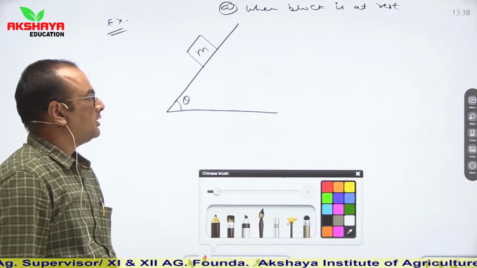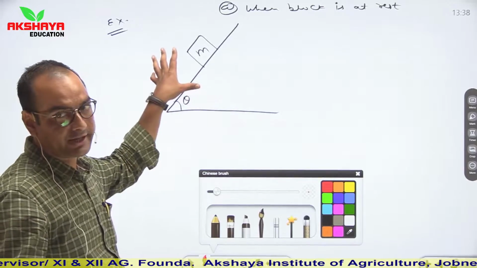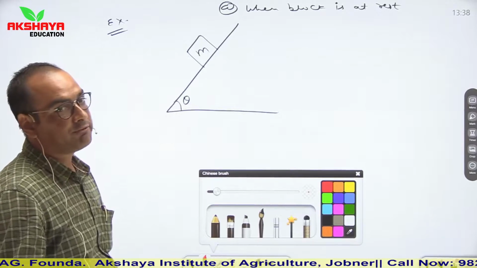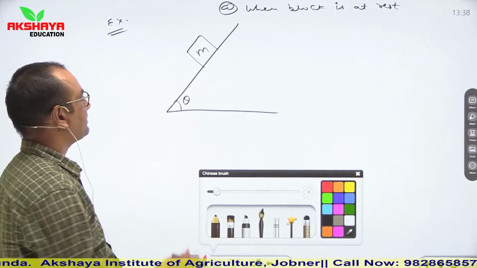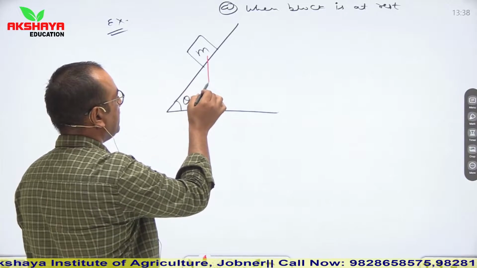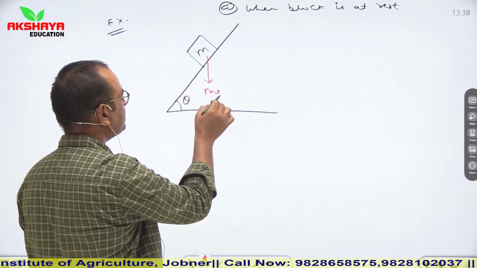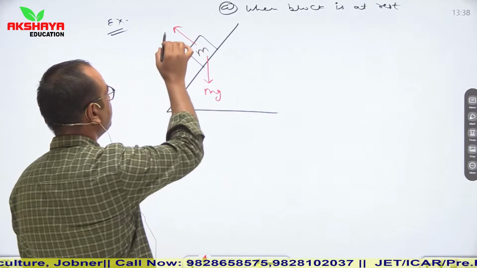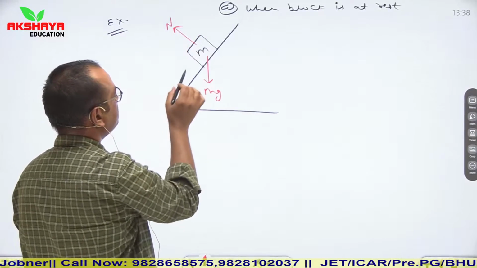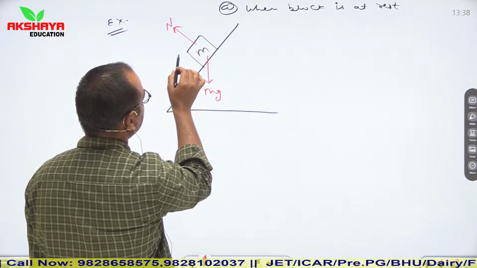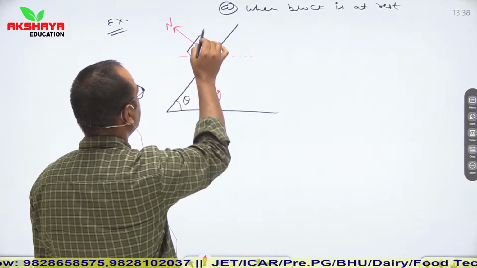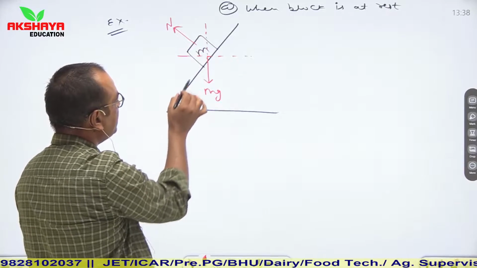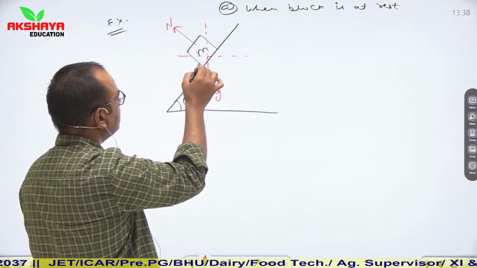So in this condition, see, there is only single object. So first of all, draw all the forces acting on this object M. So first mg, its weight downward direction, normal force perpendicular to its surface. Now see, we have to make its components. So this is horizontal, this is vertical, there is no acceleration. So if this angle is theta, then this angle is also theta.